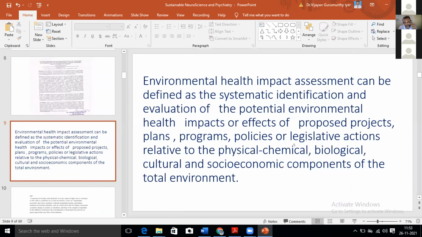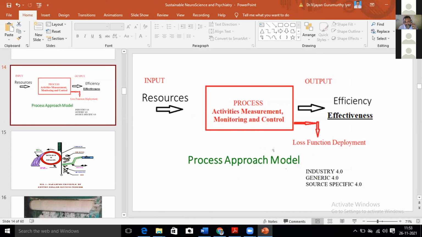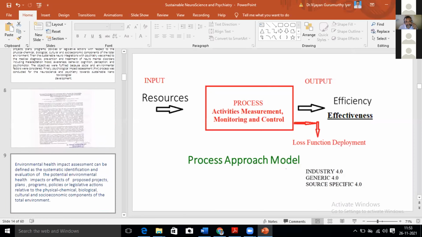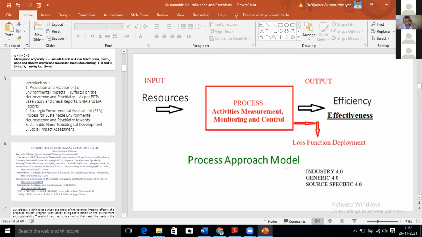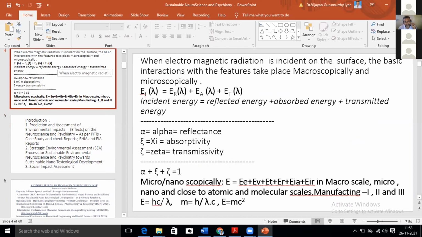You see, this is the loss function deployment. This loss function deployment has to be considered in chemotherapy, in treatment, and in medicinal drugs, in order to avoid the toxicological effects. So sustainable toxicological development is a kind of development that meets the toxicological requirements of the present generation without compromising the future generation's ability to meet their toxicological requirements.